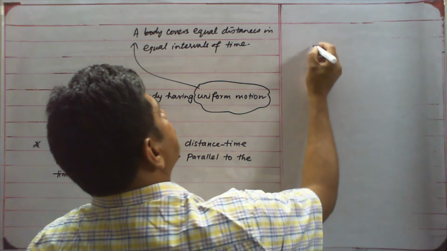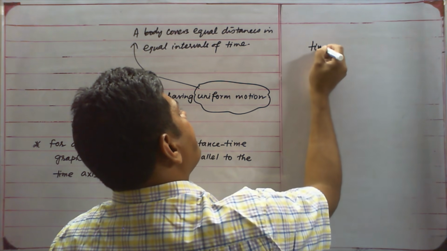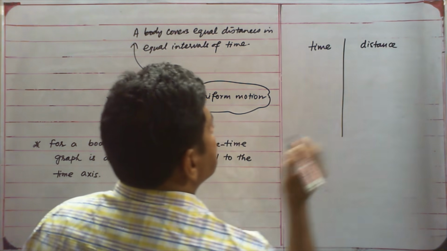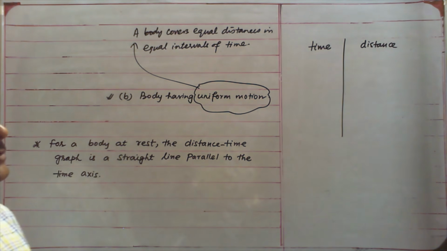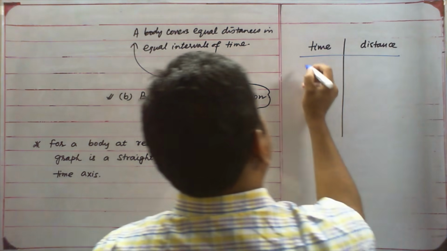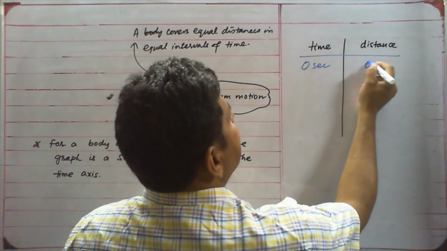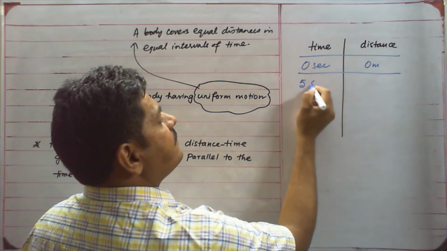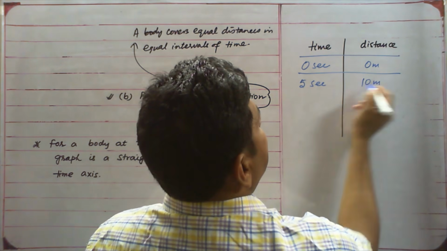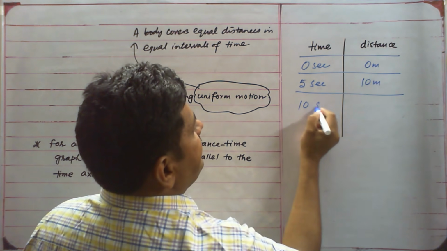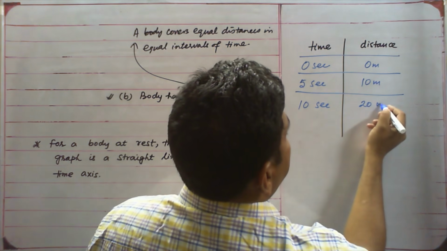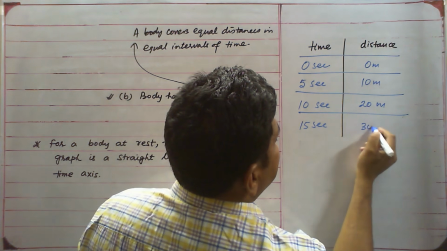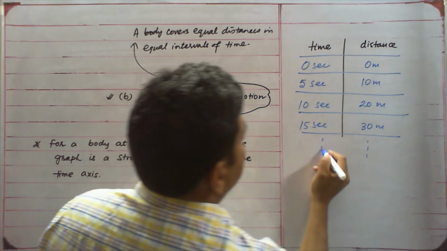Let us take time, distance, imaginary data. So at 0 seconds, let us say 0 meter. At 5 seconds, let us say 10 meters. At 10 seconds, let us say it is 20 meters. At 15 seconds, let us say it is 30 meters, and so on.